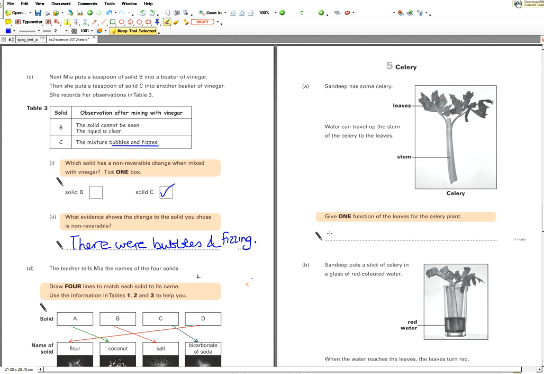Okay, so the leaves are used, we can write here, to make food for the plant. And we can write in brackets on the bottom. Okay, so let's change the color. To make food for the plants. So the answer is photosynthesize.